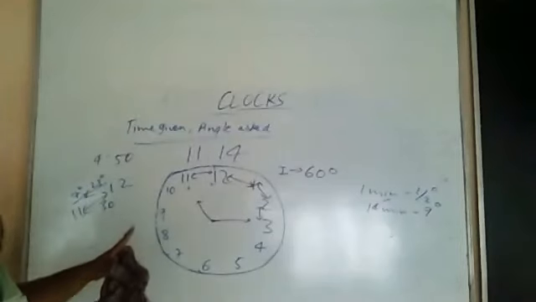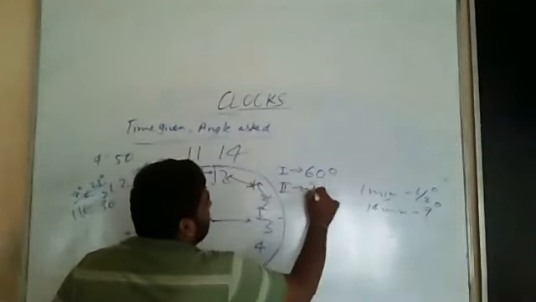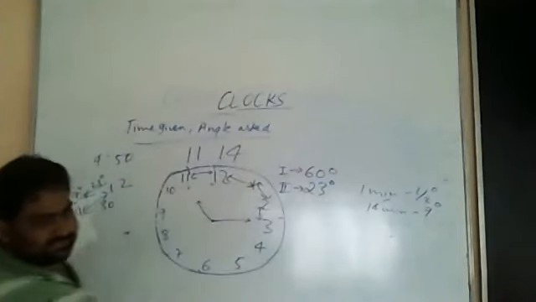I am not interested in the 7. I am interested in the 23 degrees, because my angle is from here till here. So the second part, the hour hand part, will give me 23 degrees.